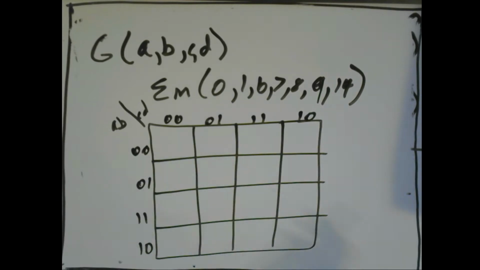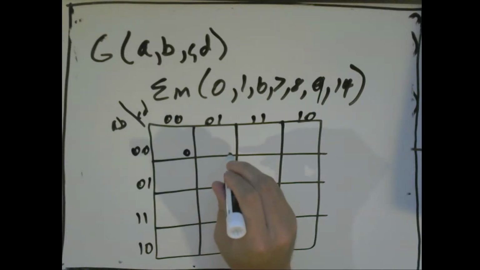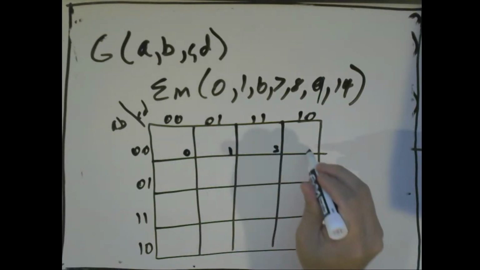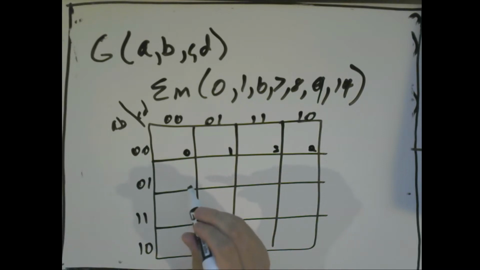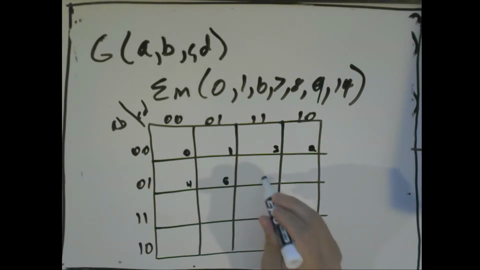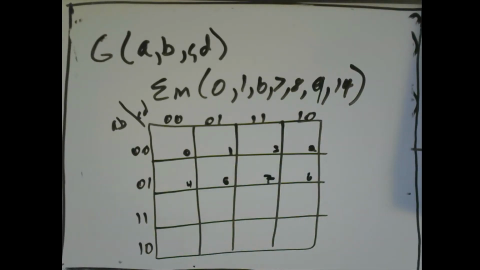And the K-maps use the gray coding on the top, so the numbers are a little weird. This is 0, this is 1, this is 3, this is 2, this is 4, 5, 7, 6. Go down here. This one right here is 8, 9, 11, 10. This one's 12, 13, 15, 14.